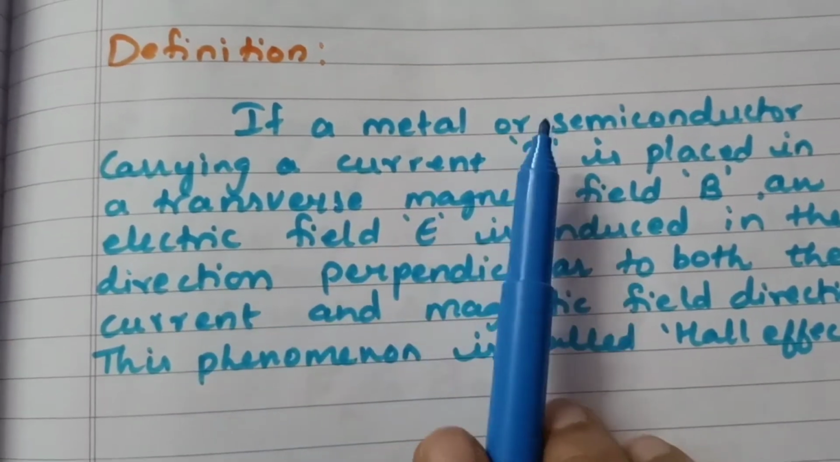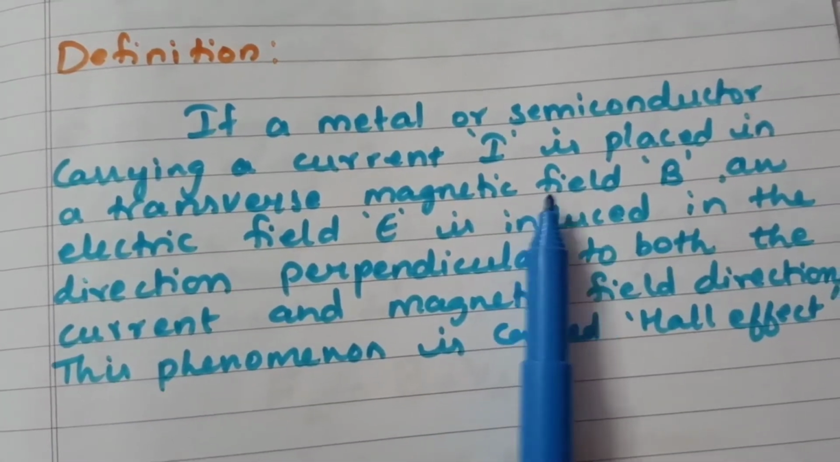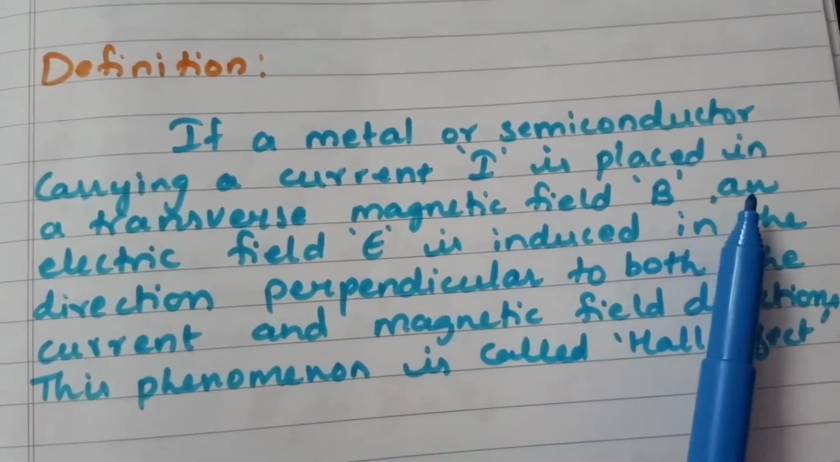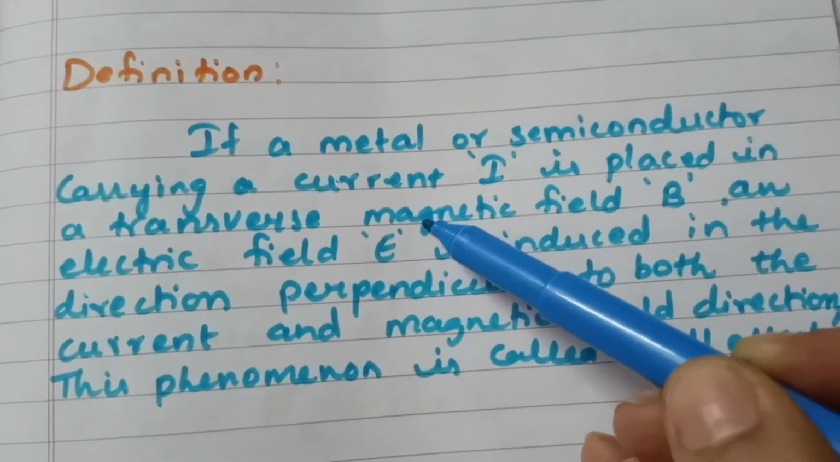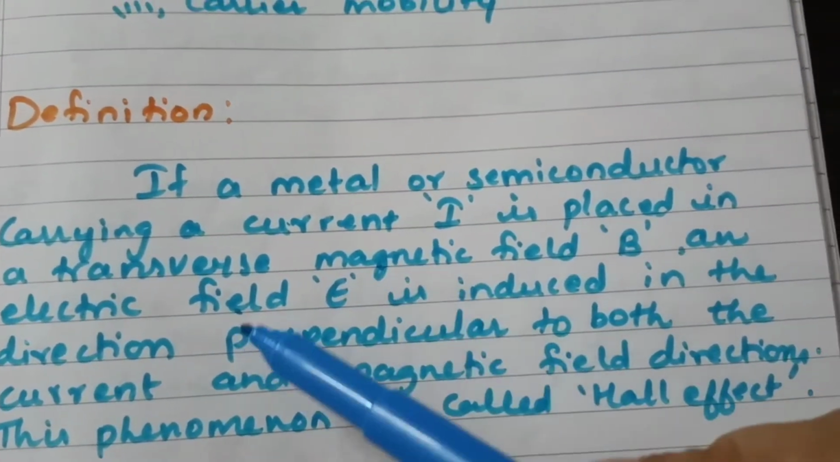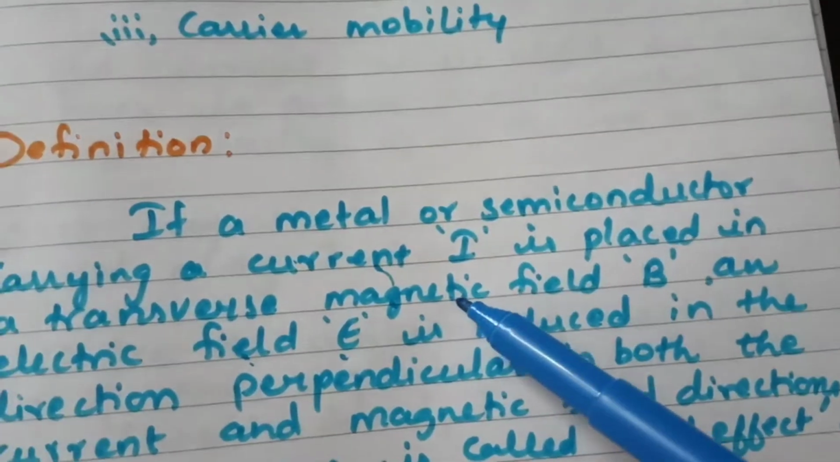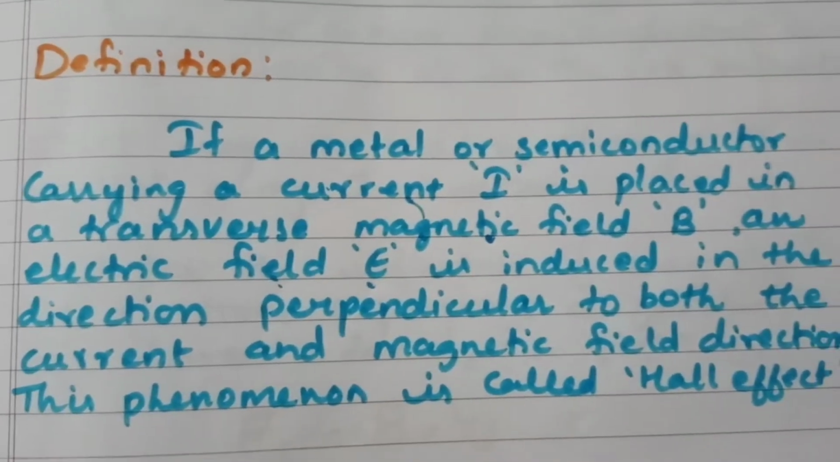So that means, if a semiconductor is carrying some current I and is placed in a magnetic field, an electric field will be created in some direction which is perpendicular to both the current and the magnetic field. Understood? Electric field is created because of this, and that electric field will be perpendicular, that means 90 degrees to the current and magnetic field. So that phenomenon is called the Hall effect.